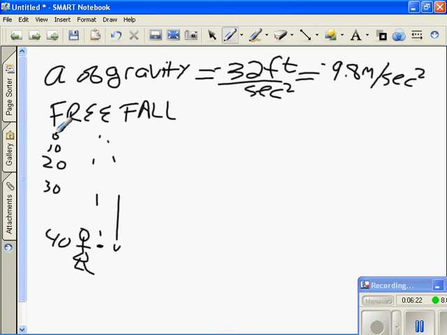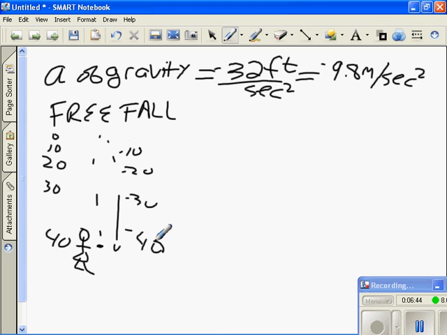How many seconds will it take to reach the top? This is rocket science. 5 seconds? No, 4 seconds, right? 30, 20, 10, 0. And then it's going to go downward. Come on back down at 10, 20, 30, 40. I guess technically I could put negative signs on there. It'll take 8 seconds to take the round trip. 4 up, 4 back down.